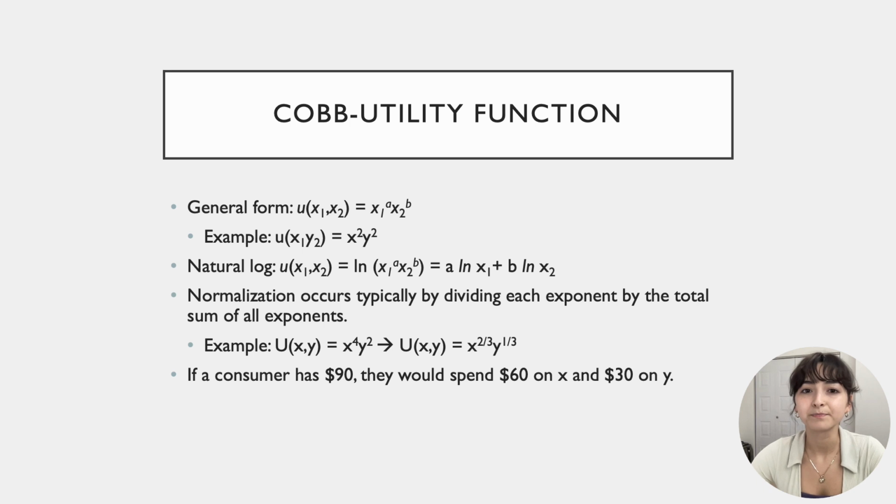Here is a simple example of the normalization of the Cobb-Douglas utility function, where the exponents add up to 6. We can then divide each exponent by the total sum of exponents, and we are then left with a normalized function. This can be translated into words by saying that the consumer in this case spends 2/3 of their income on good X and 1/3 on good Y, assuming prices are constant, and it simplifies budget allocation. If a consumer has $90, then they would spend 60 on X and 30 on Y.